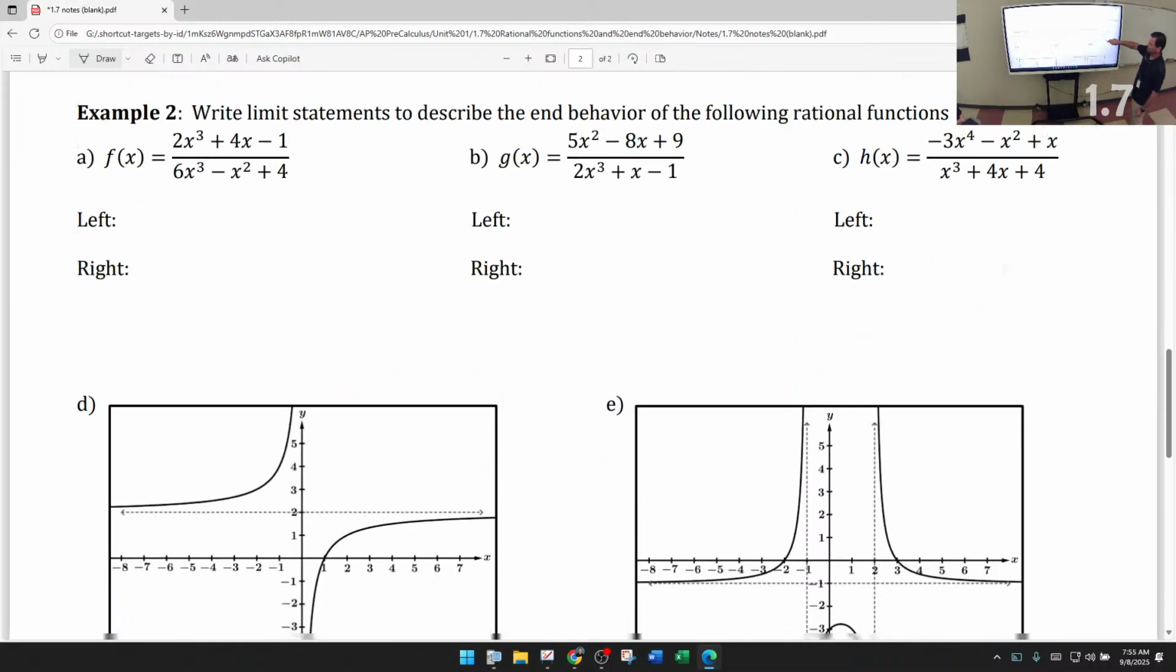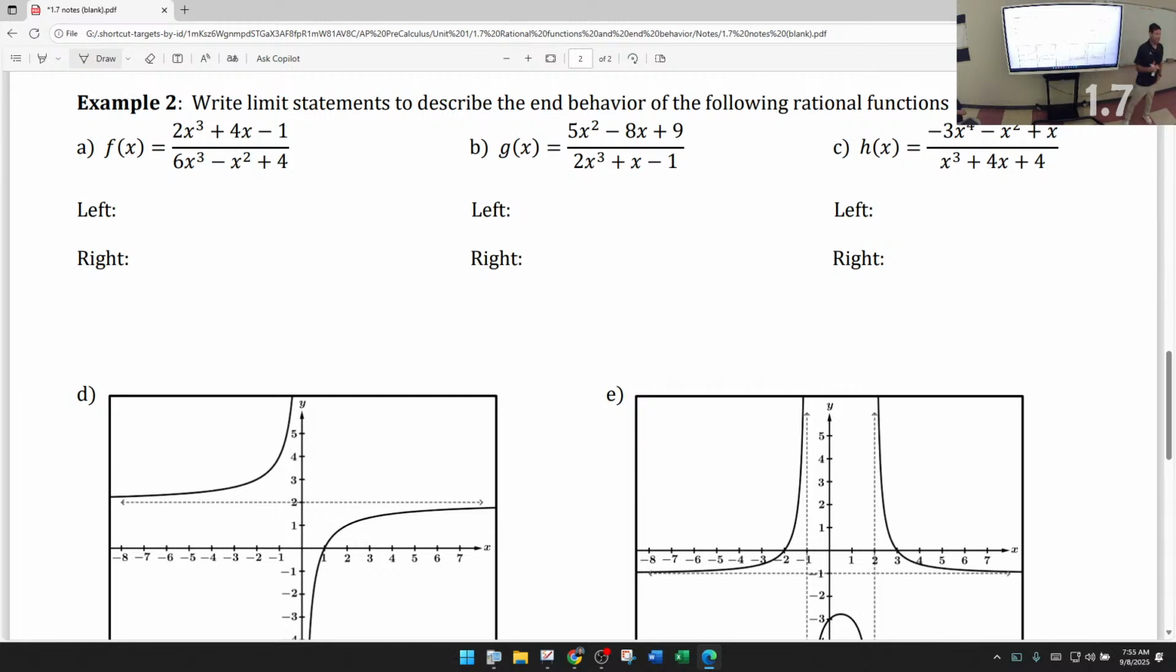All right. Write limit statements. Again, get comfortable with writing these limit statements. On your AP exam, one of the numbers, you have to write the limit statement. I'm telling you. And if you don't write it correctly, you're getting dinged. Left and right look the same for the most part. You've got lim, x goes to, and then lim, x goes to.